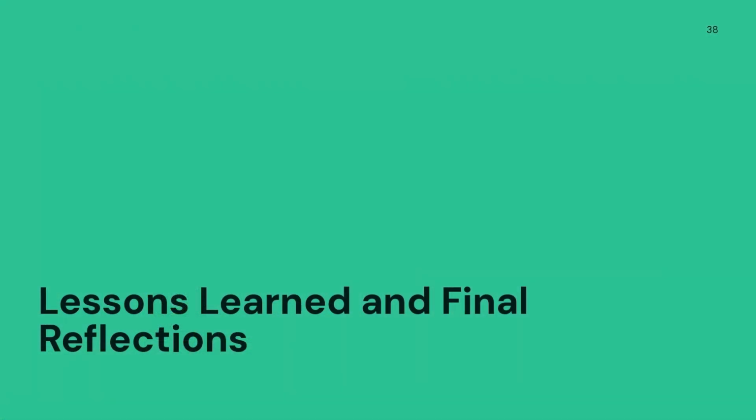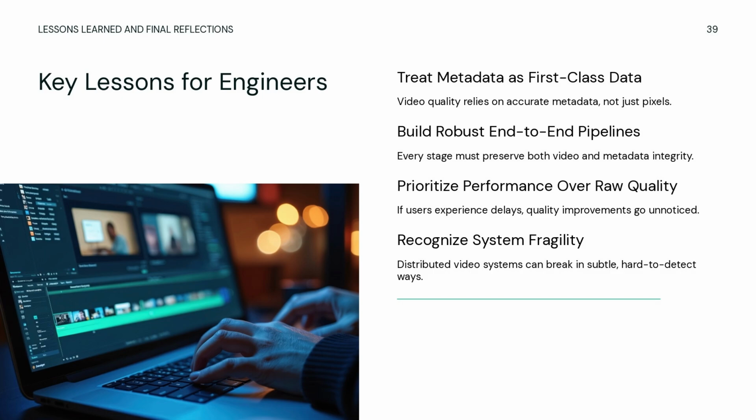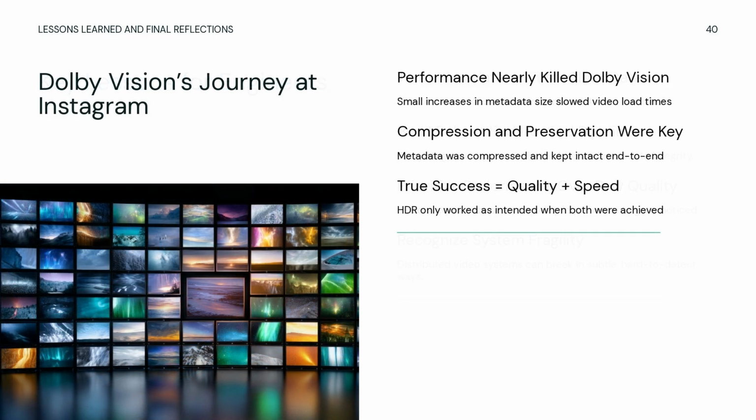This project revealed important lessons about large-scale video systems. Metadata must be treated as first-class data. End-to-end pipelines must preserve both video and metadata. Performance matters more than peak quality. Distributed systems are more fragile than they appear. Dolby Vision nearly failed not because of visual quality, but because of performance. Compression and careful metadata handling made HDR work the way it was always meant to on Instagram. This story shows that great engineering isn't just about adding features, it's about understanding the full system from capture to playback and respecting the invisible details that make everything work.